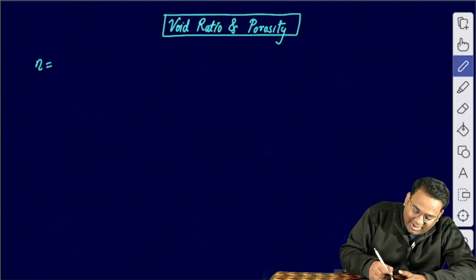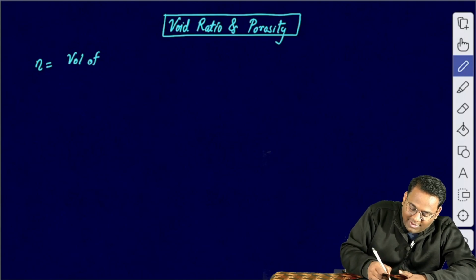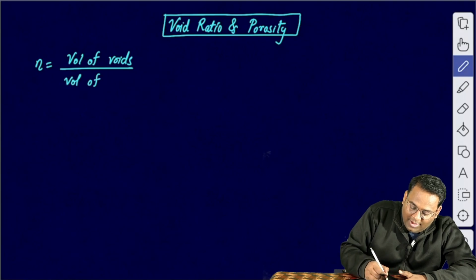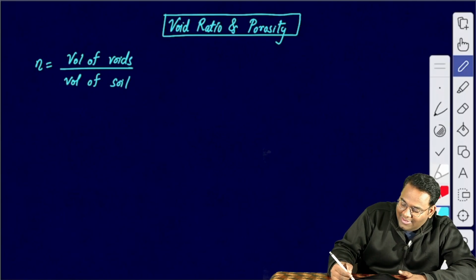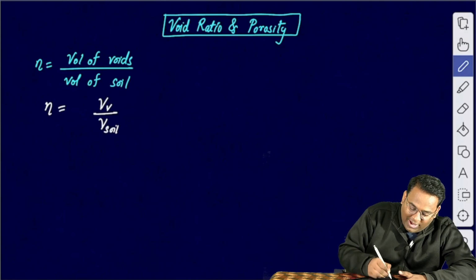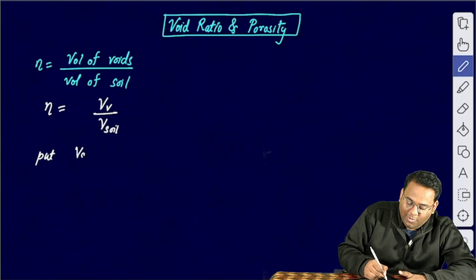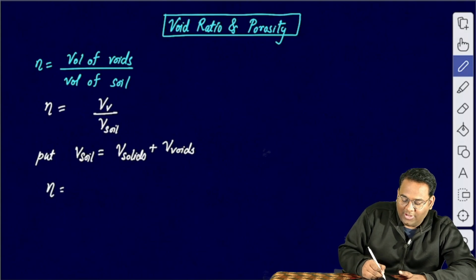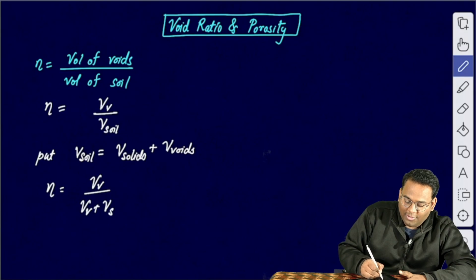Eta was nothing but the volume of voids to the volume of soil. Yes or no? Now let me write that down as symbols. So eta is equal to the volume of voids to the volume of soil. And you can now put the volume of soil as the volume of solids plus volume of voids, which you already know. So here we can again write that eta is equal to volume of voids to the volume of voids plus volume of solids.